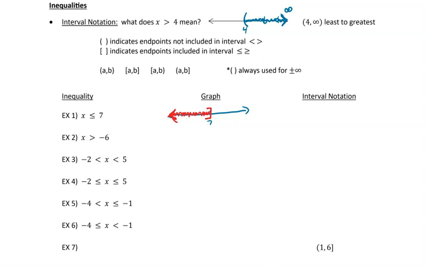So to write it in interval notation, we're going to write it as negative infinity this time, because this is going towards the negative numbers. So negative infinity to 7. Any infinity always gets parentheses, and we already said our 7 gets a bracket.